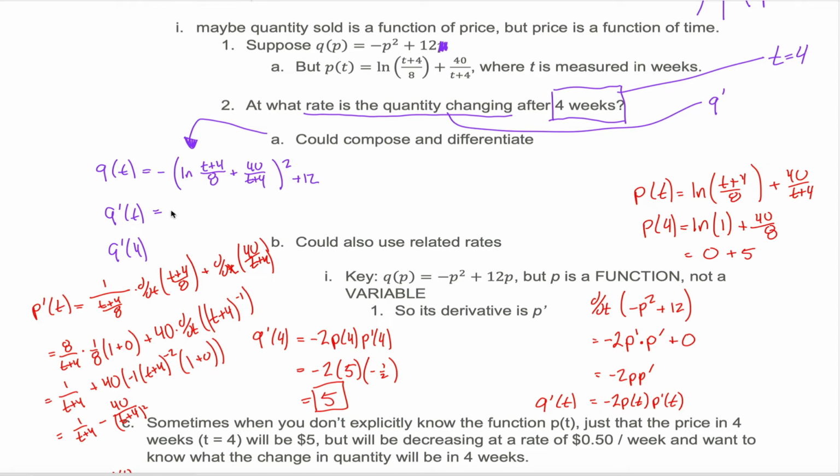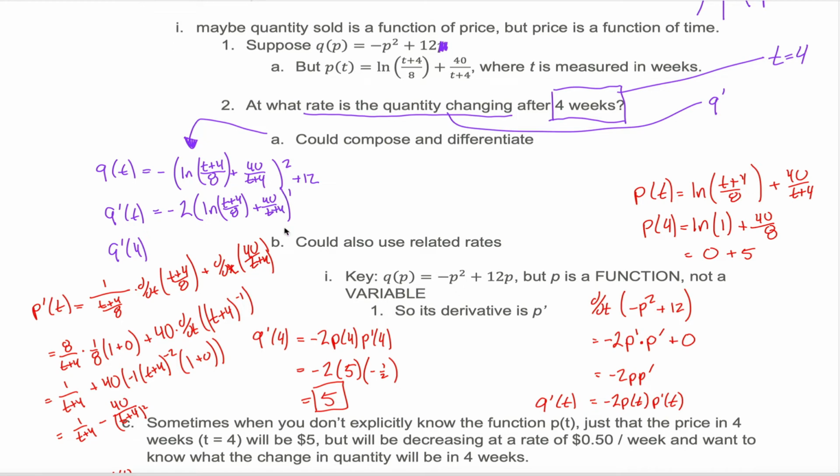This negative is a constant. I'll leave it out in front. I'm going to use my chain rule here. The outermost layer is this 2. So I bring the 2 down in front, leaving all this stuff alone. Natural log of t plus 4 over 8 plus 40 over t plus 4.